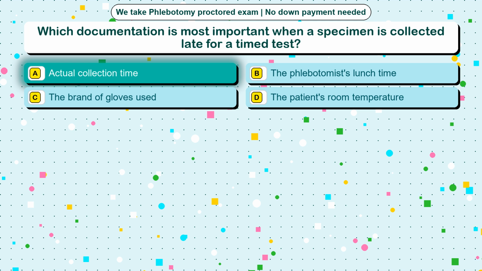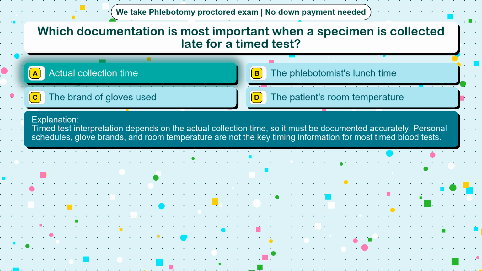The correct answer is option A. Actual collection time. Timed test interpretation depends on the actual collection time, so it must be documented accurately. Personal schedules, glove brands, and room temperature are not the key timing information for most timed blood tests.